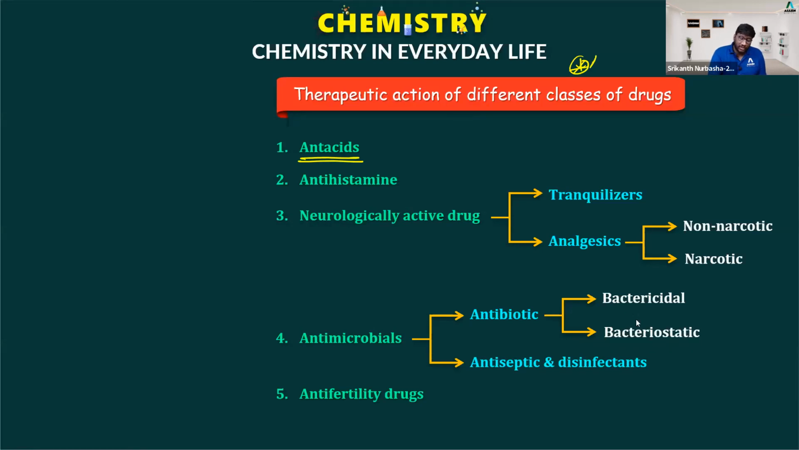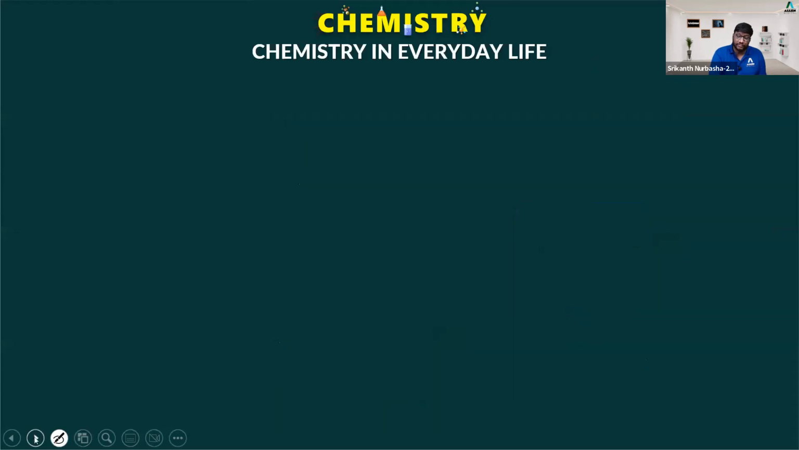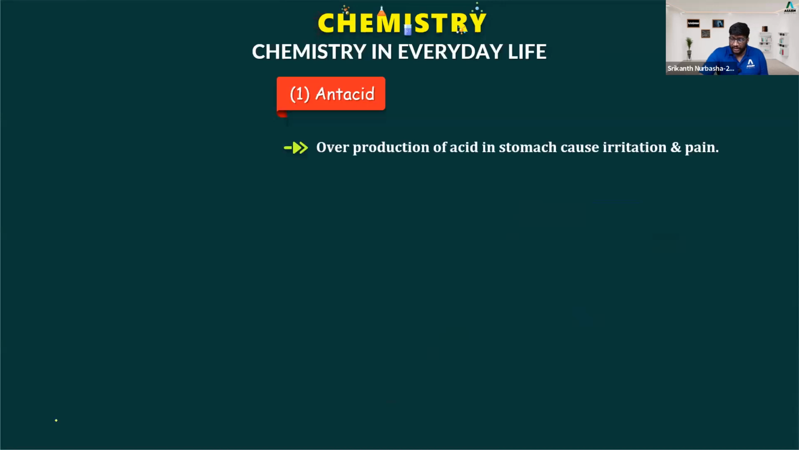So first, let us start with antacids. Antacids means what? If you look at acidity, acidity is the major problem, yes or no, which is faced by most of the people. So overproduction of acid in the stomach. If more and more acid is produced in the stomach, that will cause acidity and that will cause irritation as well as pain. You have to control the acidity.